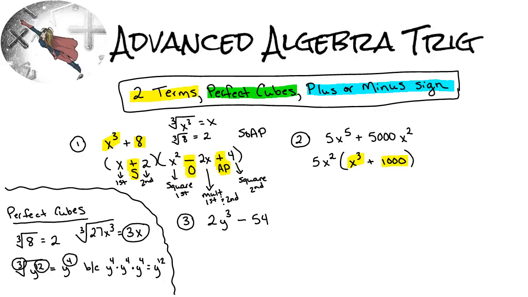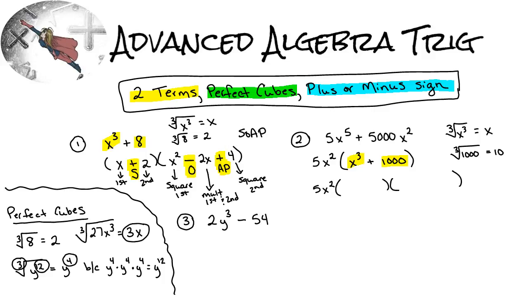So far so good. If I attempt to take the cube root of each of those, it will work. So the cube root of x cubed is x, and the cube root of 1,000 is 10. So check, they're both perfect cubes, and there's a plus sign. So here we go. The 5x squared keeps coming. It doesn't disappear. So we're going to factor.